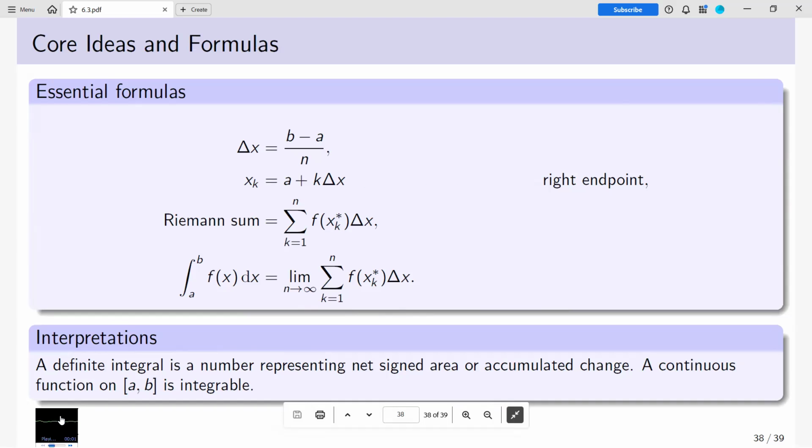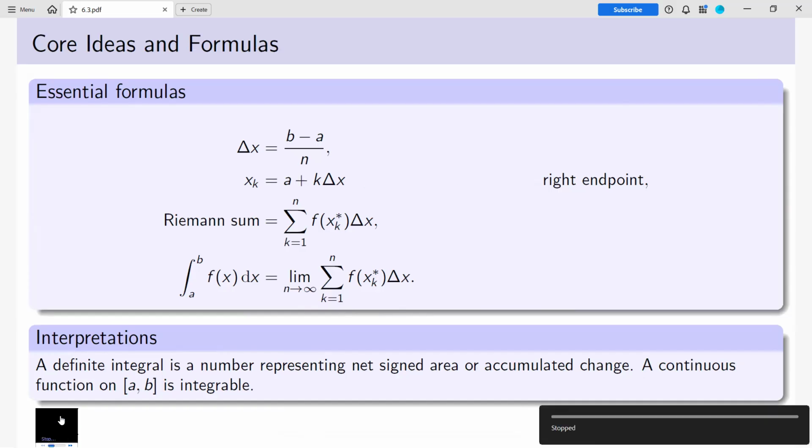This slide collects the main formulas and interpretations. Riemann sums approximate, limits make the answer exact, and signed area or accumulated change gives the result meaning. It is the entire section compressed into one slide, like exam review during the elevator ride to class.